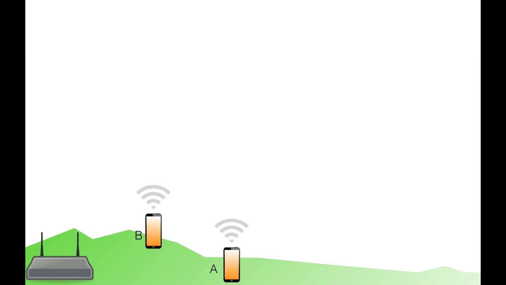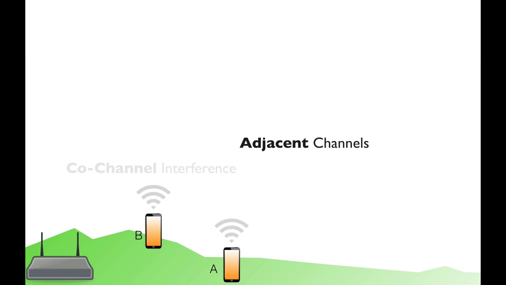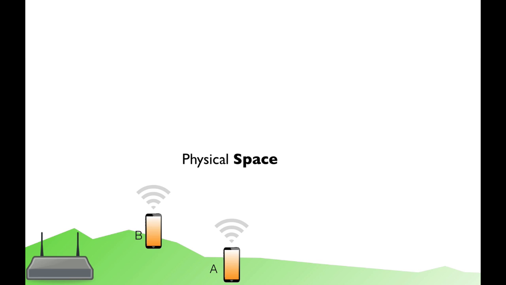Your Wi-Fi throughput can vary for different reasons. Noise, misconfiguration of the access point, co-channel interference, adjacent channels, and so on. But one of the main reasons is obstacles in your physical space. Obstacles that will make your RF signal reflect and propagate in different directions.